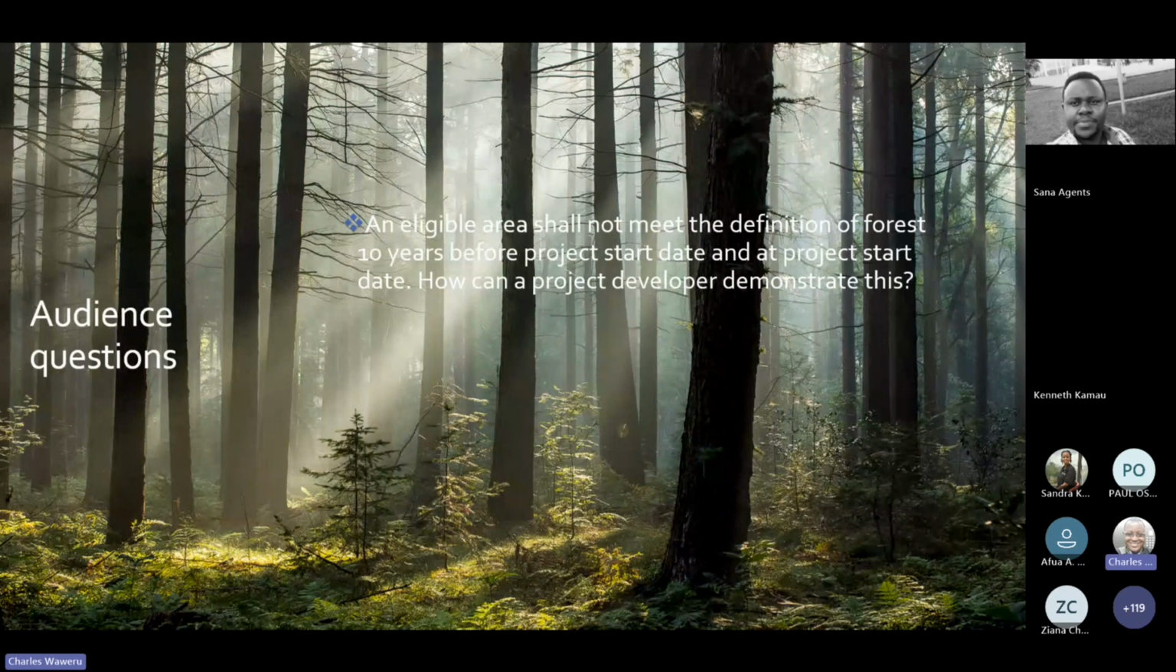Remember, we talked about there should not have been a case of deforestation over the last 10 years. We have a very keen definition of what forest cover, what cover of trees must be there for defining it as a forest cover. So how can you as a developer demonstrate this?